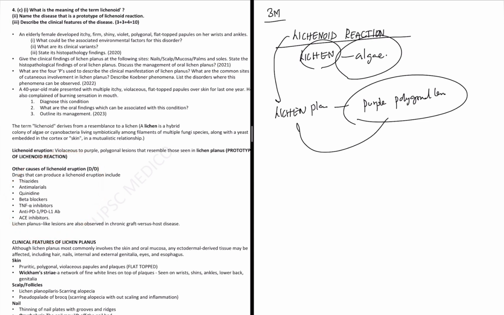A little bit offbeat question, this one. What is lichenoid reaction? Apart from that, name the disease that is the prototype. Simple, you have to mention lichen planus. Just mentioning lichen planus, the examiner should give you 2 out of 3 or 2.5 out of 3. These are all the extensions so that you will be able to fill up a page and get those 5 marks.